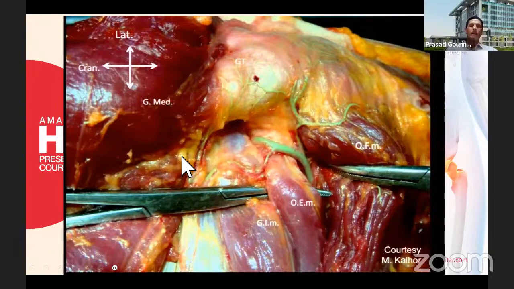When you take out all the muscles, this is the blood vessel going up. These vessels, about 2 to 6 branches, are the most important blood supply to the head.